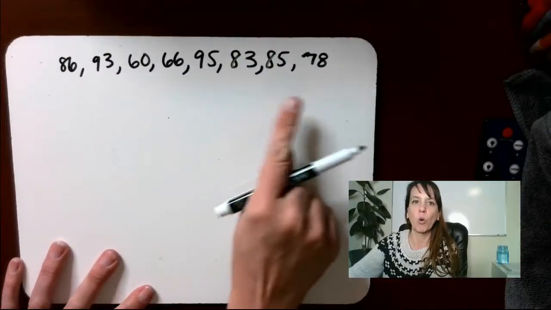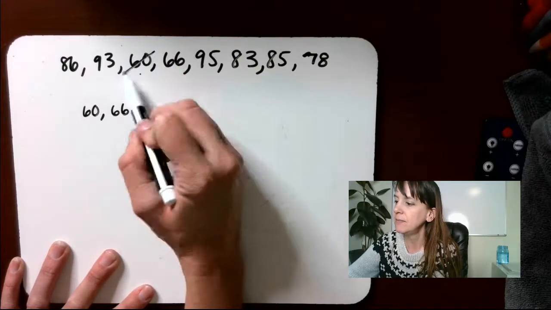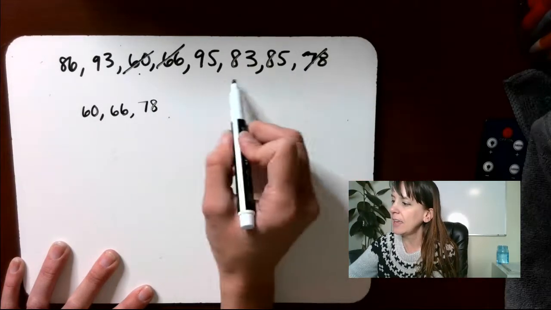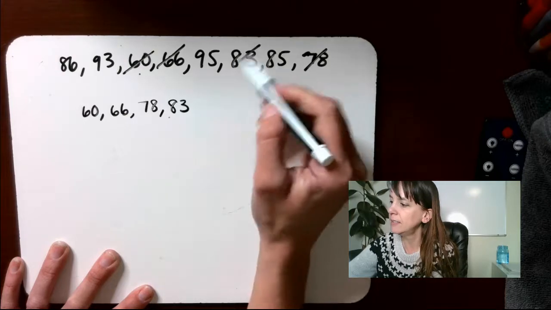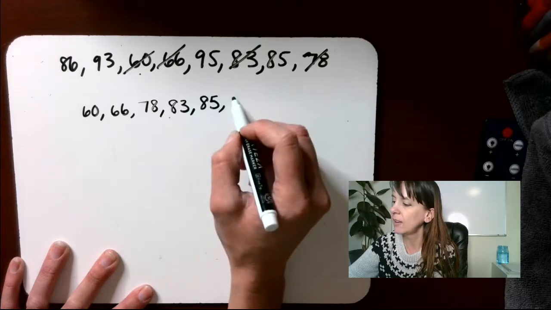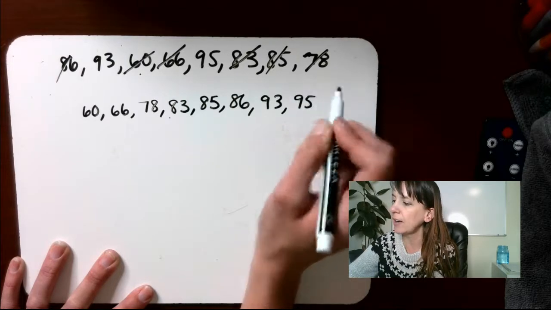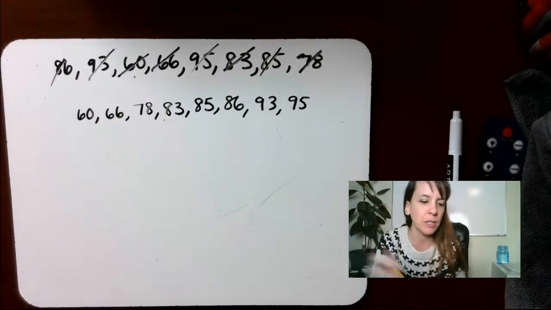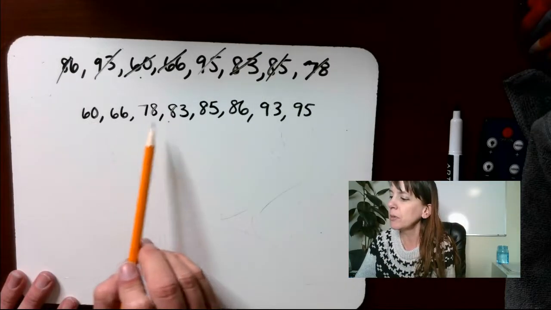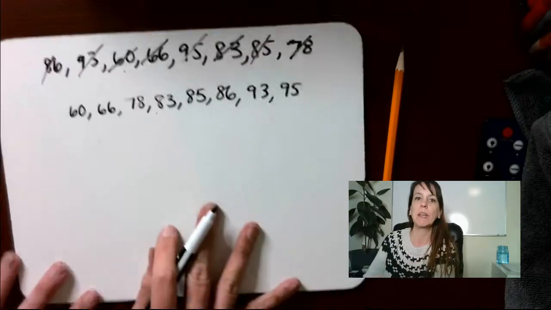Now we've got to put these in order, right? And it looks like this is going to be our lowest. So we've got 60, 66, and then we have 78, and then 83, 85, 86, and then 93 and 95. Good rule of thumb is I'm going to count them in the book and make sure 1, 2, 3, 4, 5, 6, 7, 8. 1, 2, 3, 4, 5, 6, 7, 8. Whew, did it. Okay. So now that they're in order, we can find that range, right?